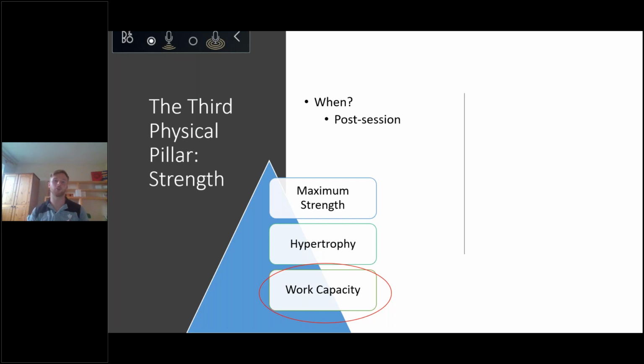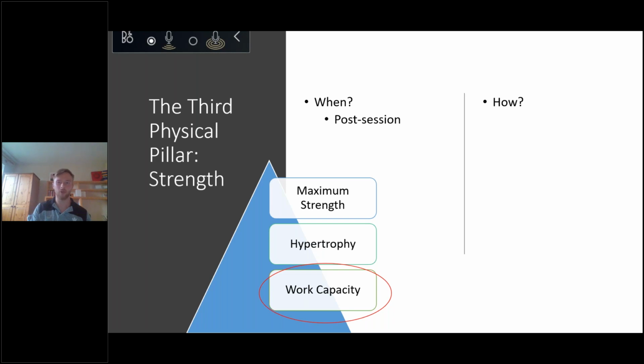Mostly post-session. If we're integrating this into your technical sessions, you probably want to do this afterwards, because obviously you don't want that fatigue to affect the technique in a negative way. Or you might do it in a separate session, but it depends on people's constraints, whether you're comfortable with having athletes lift outside of sessions or having separate sessions yourself.